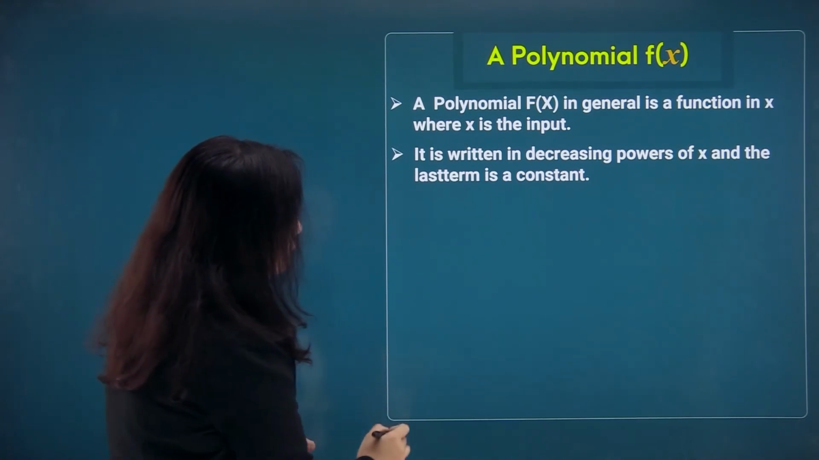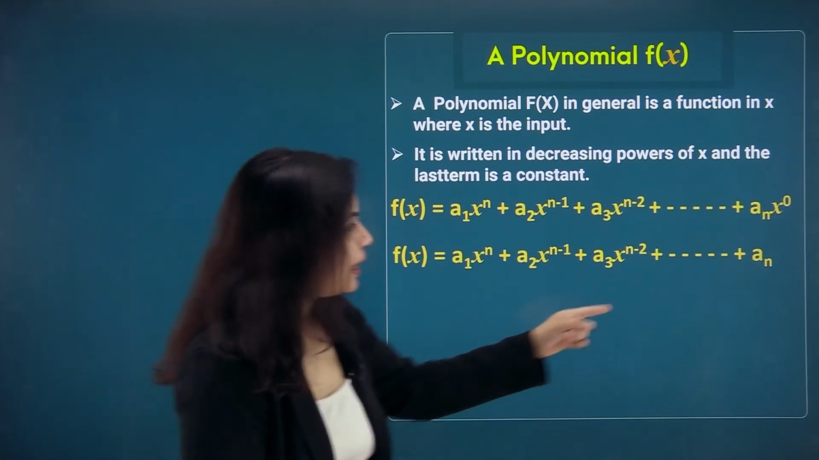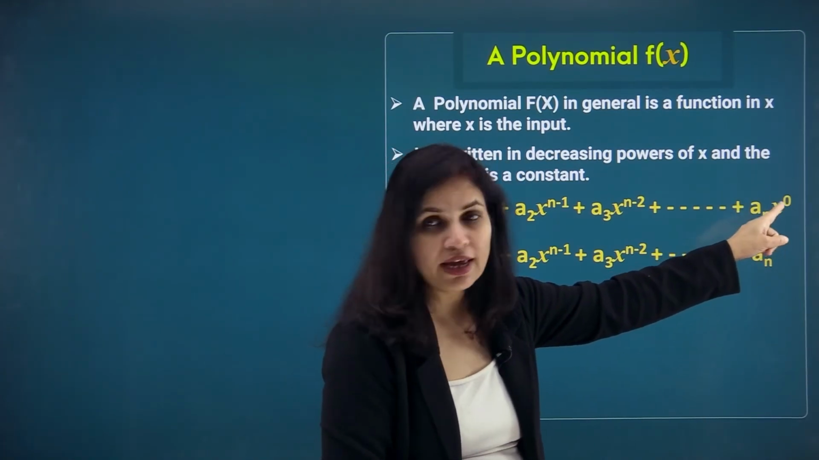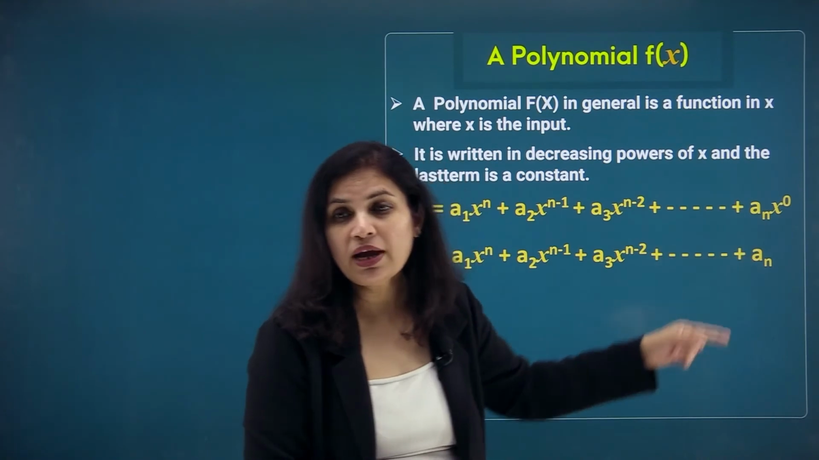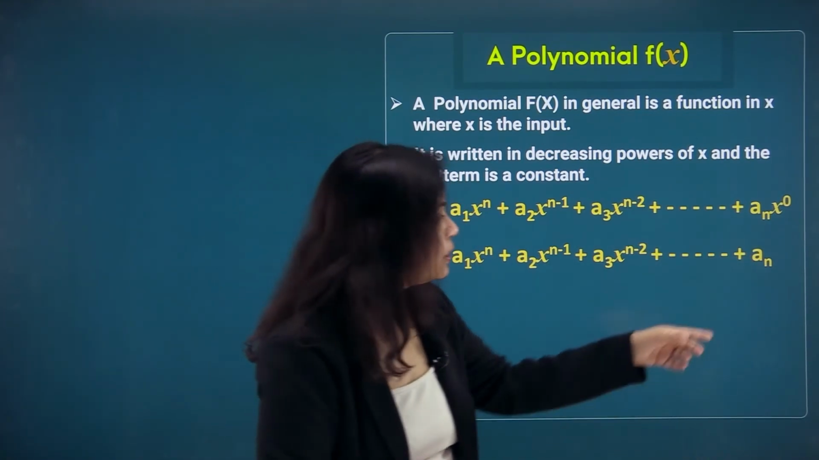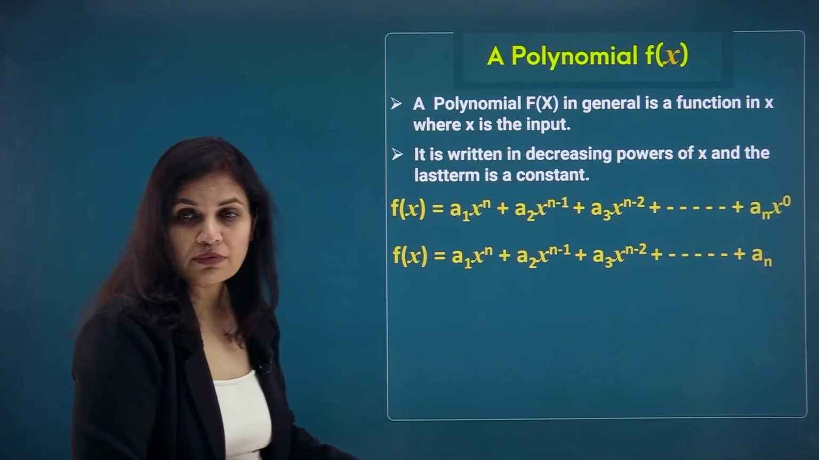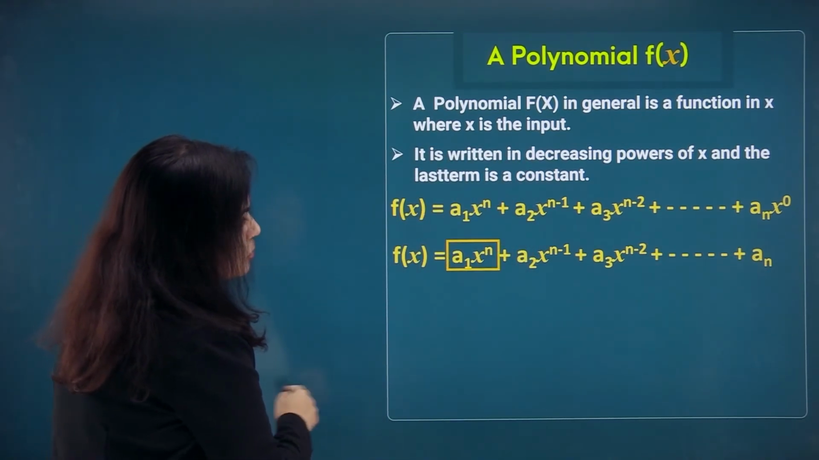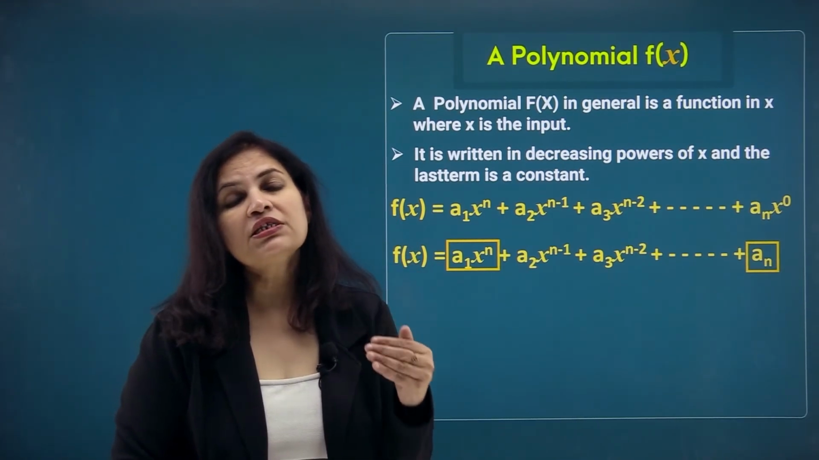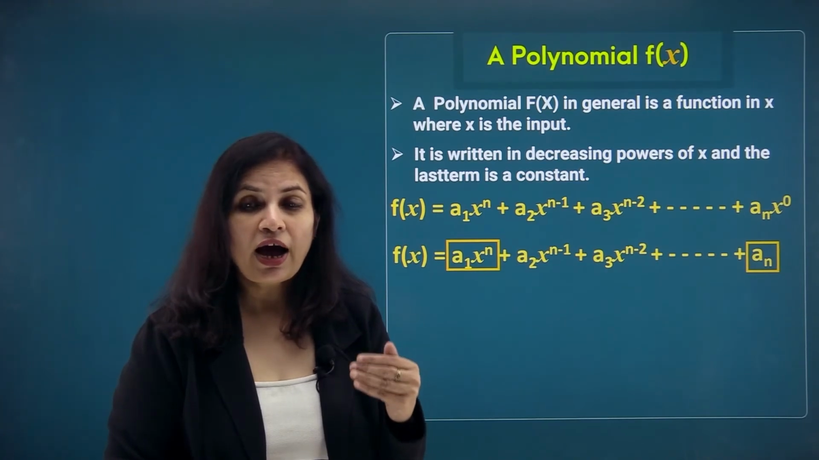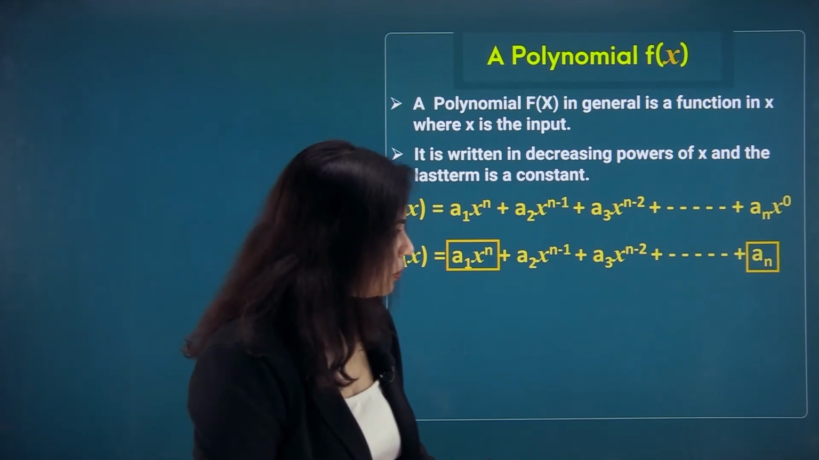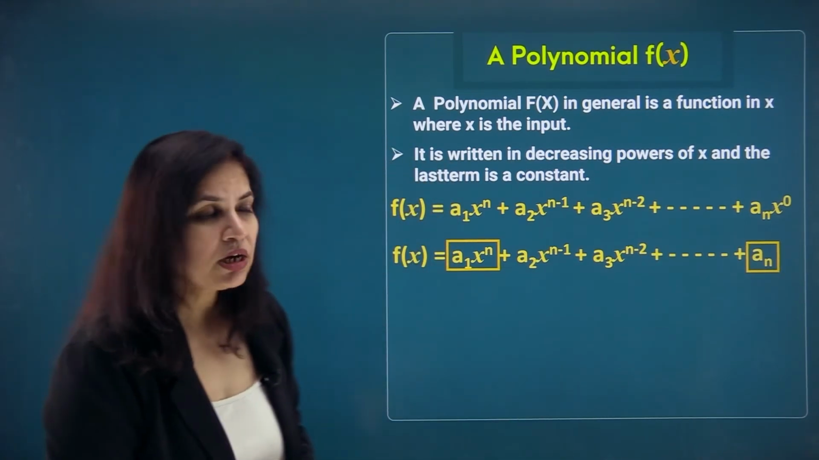So what we will have eventually is a_n, that is the nth constant, multiplied with x raised to the power 0, and we know any variable or any number raised to the power 0 is always 1. So my last term eventually becomes a constant. So always remember, be it any polynomial, the first term will carry the highest degree or highest power of the polynomial, and the last term will be a constant term.